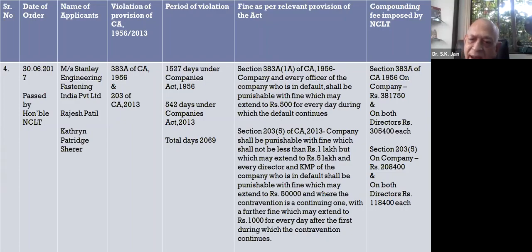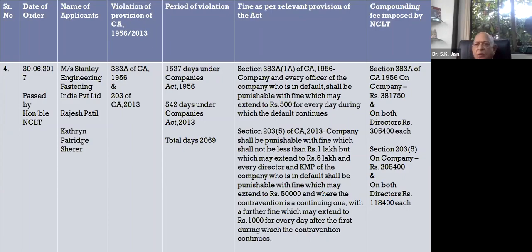And every director and KMP of the company who is in default shall be punishable with fine which may extend to 50,000, and where the contravention is continuing one, like this one, with a further fine which may extend to 1,000 for every day after the first. Now it is a continuing offence. Offence has been committed under the old Act and the new Act, and the offence is of continuing nature.